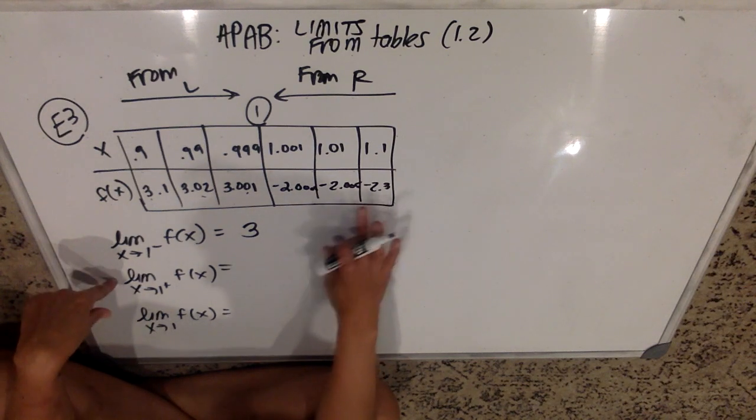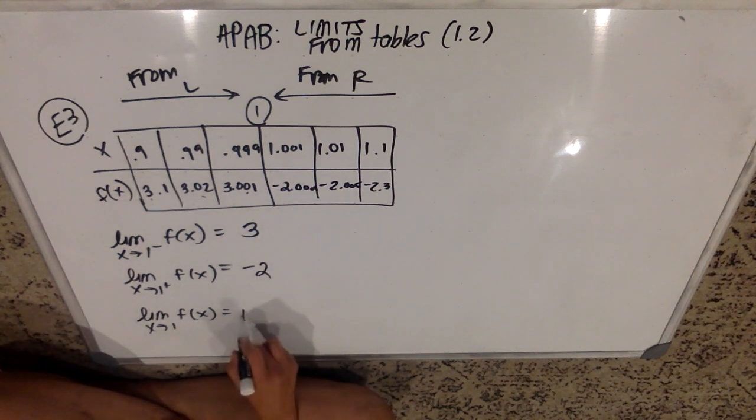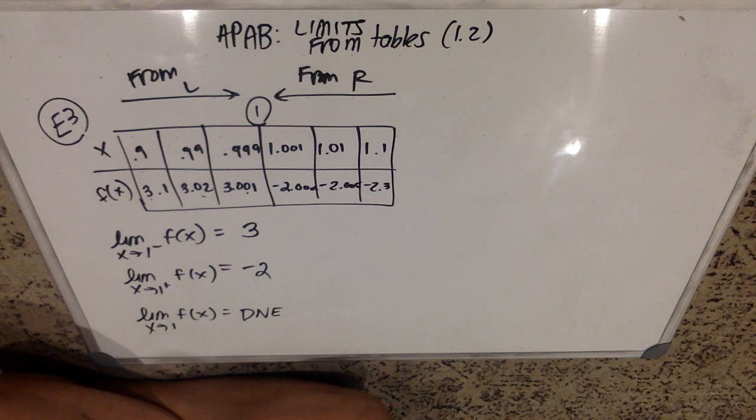From the right, it would seem that these numbers are getting closer and closer to negative 2, which means that my double-sided limit would not exist, right? Because those are not the same number. They're not approaching the same value. So I think that's the way you're more likely to see it on an AP exam. I can't know for sure.